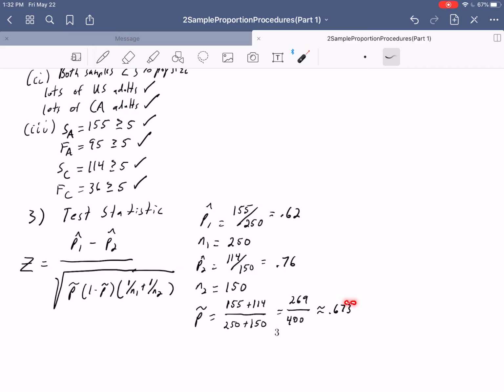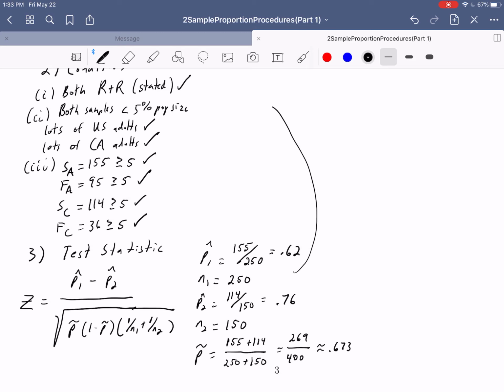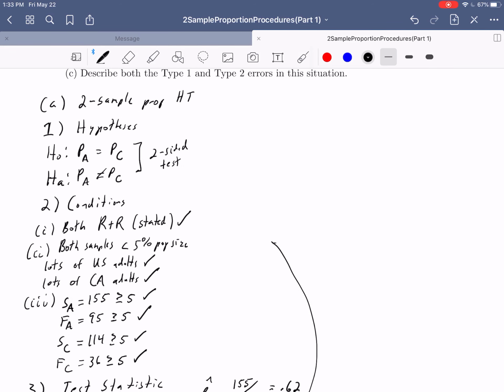You should also notice, just from number sense, that this is in between 0.62 and 0.76. And also it is a bit closer to 0.62 than it is to 0.76 because there were more Americans in our sample than there were Canadians. So this value here, your pooled sample proportion, will always land between the individual sample proportions, and it'll always be closer to the one that was part of the larger sample. So just some interesting little comments there. Let's go ahead and pop all that stuff in there and actually do our computation.